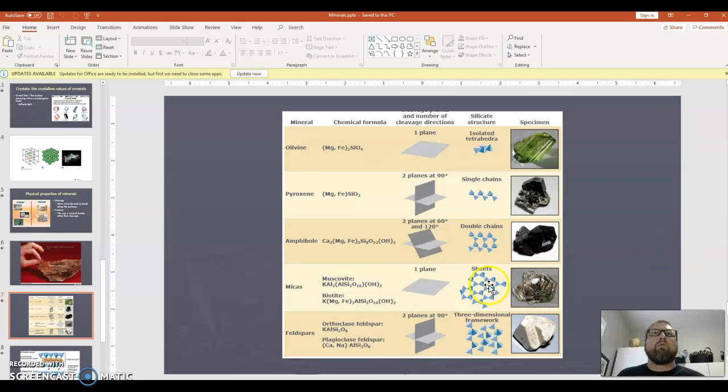Excuse me. And so one of the ways that we can look at things is how many cleavage planes there are, and what the angle is of them. That's probably going to be a lot more difficult to do without samples, so I'm not going to spend much time on that at all.